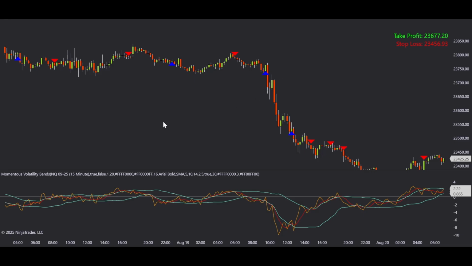In this video, we're going to go over the Momentous Volatility Bands. You can see here, I have it on the NASDAQ 15-minute chart. Here in this bottom window, the main part of the indicator, we see these green lines, which are representing the volatility bands. And these are obviously correlating with the volatility in the market.